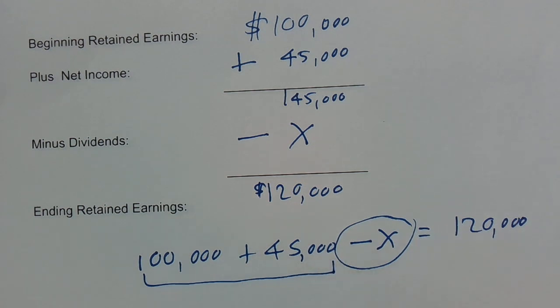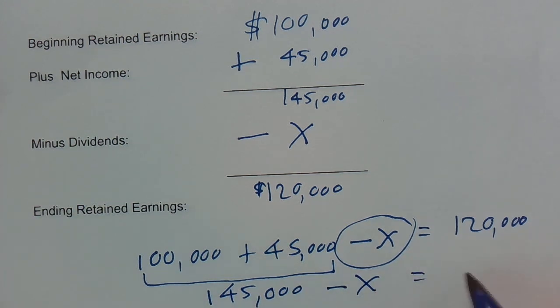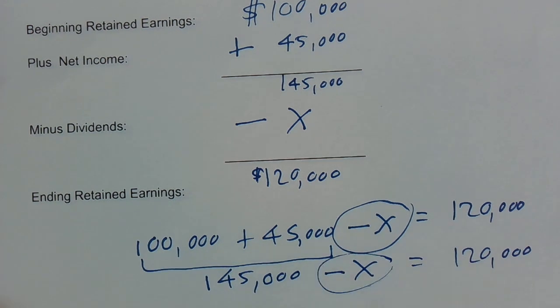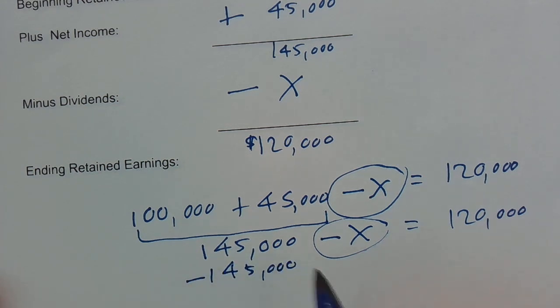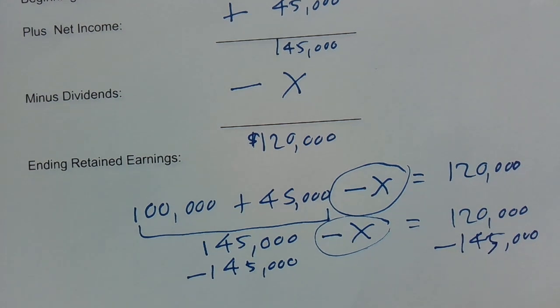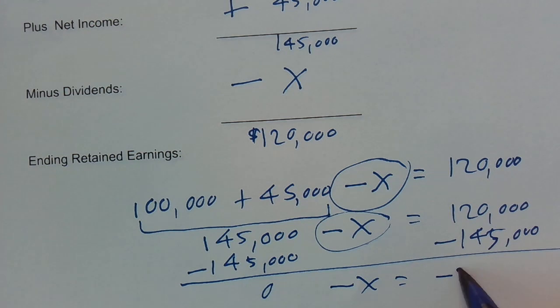All right, we're going to add these two together, which we already did above. We know it is $145,000 minus X is equal to 120,000. We want to get this X by itself. So we're going to move the 145,000 over to the other side. I'm going to subtract 145,000 on the right side as well. So this, of course, gives us a 0 here. Minus X is equal to negative 25,000.